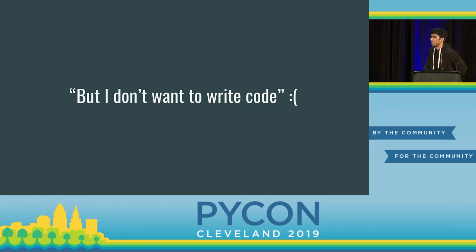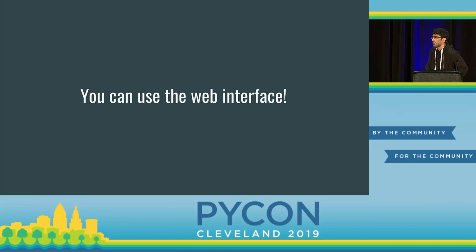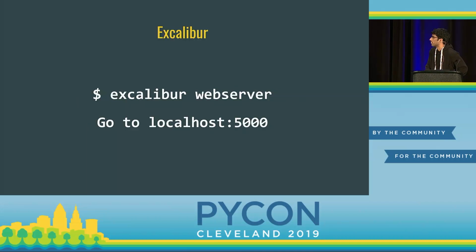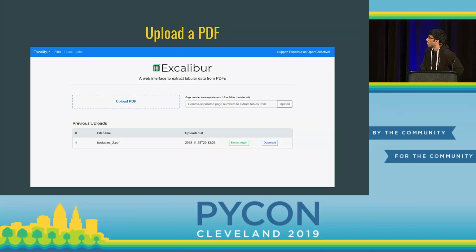But what if you don't want to write code? You can use a web interface that is built on Camelot. And it is called Excalibur. You can just run the web interface using an Excalibur web server and go to localhost:5000. This page will load up when you go to that URL.